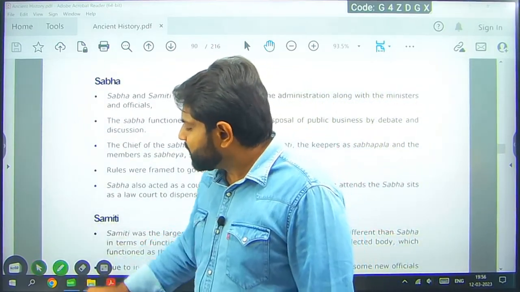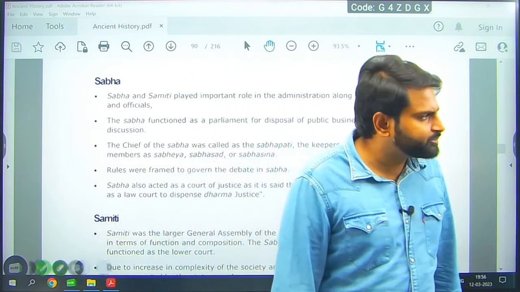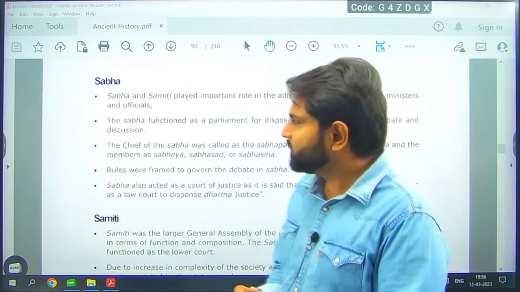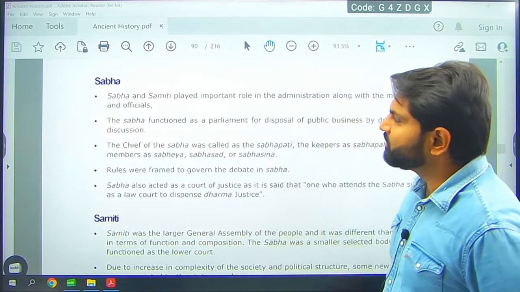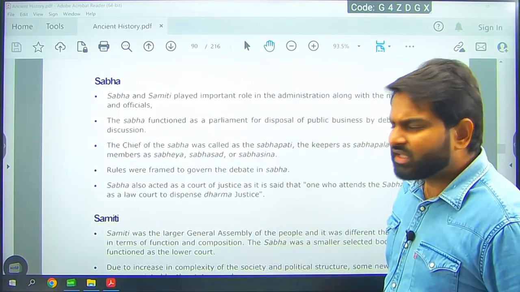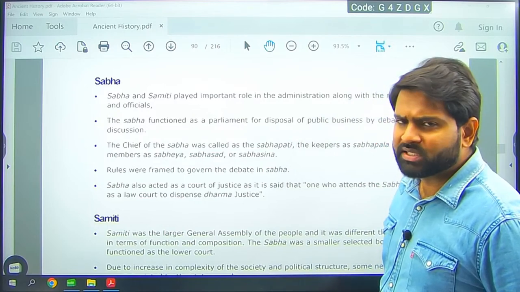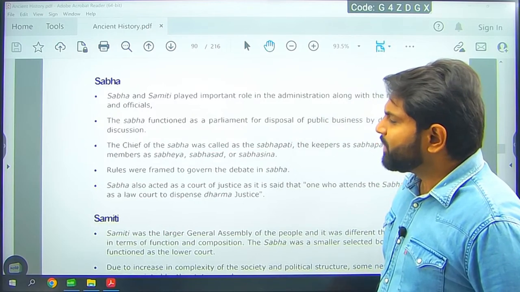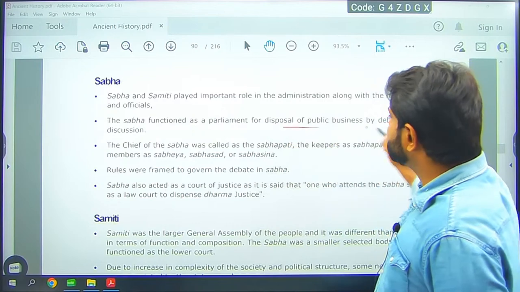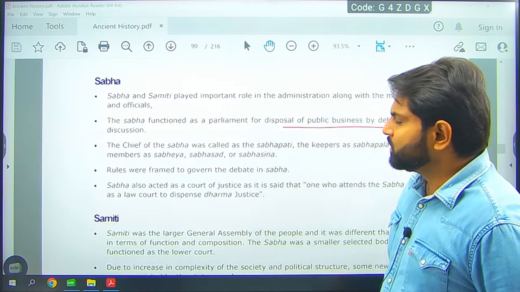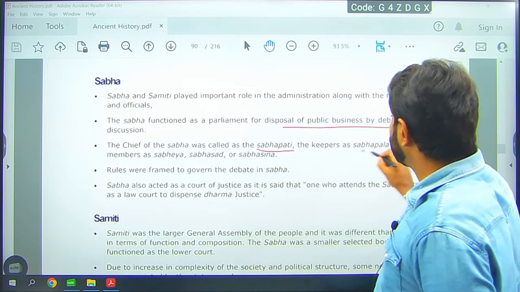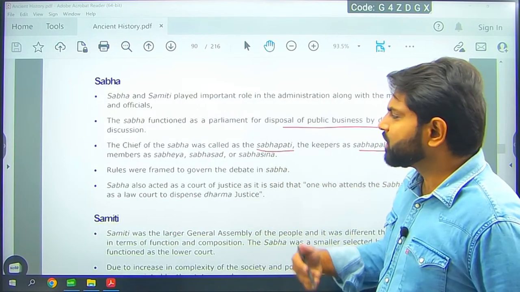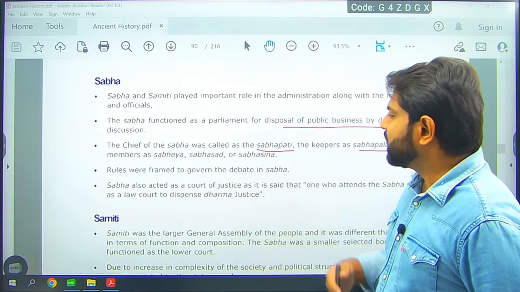As we spoke about Sabha and Samiti, they played an important role in administration along with the ministers and officials, like the present secretariat and the present legislature. Sabha functioned as parliament for disposal of public business. The chief of the Sabha was called Sabhapati, the keepers were called Sabhapala, and the members were called Sabheya, Sabhasad or Sabhasina.